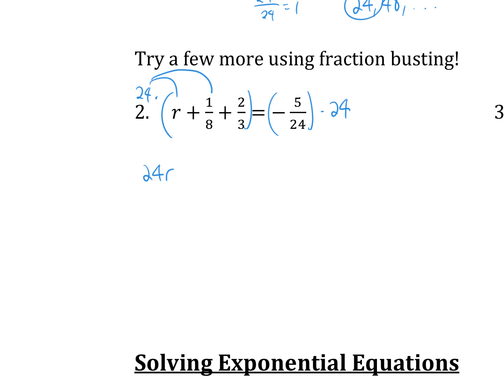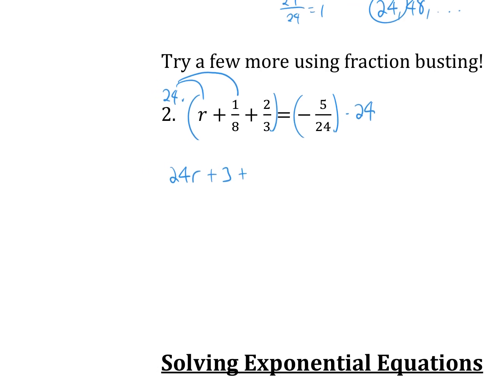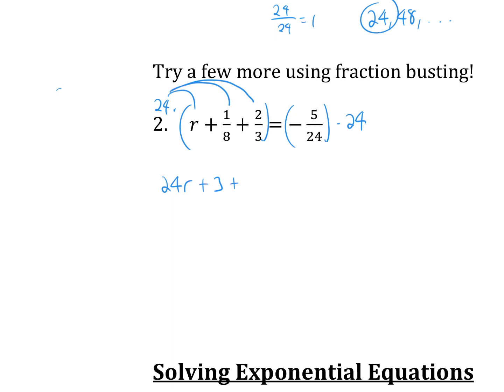But 24 divided by 8 is going to be 3. And then 24 times 2/3, right? Kind of show what's happening here. 24 over 1 times 2 over 3, right? So 24 times 2 is 48, and 48 divided by 3 is 16. That's kind of what we're doing here. So we get plus 16. And then over here, when you multiply and divide by 24, these are going to cancel. So we get just negative 5.